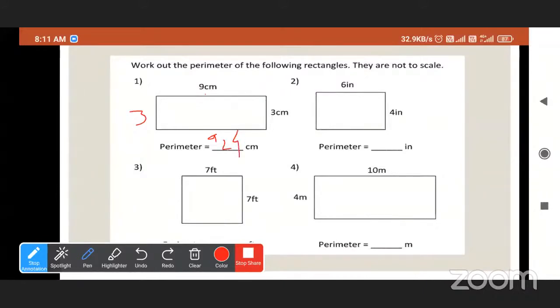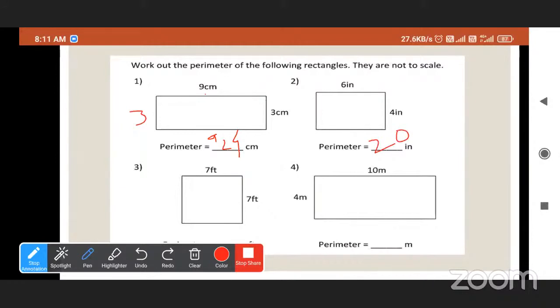24 is the right answer. Now, come to the second figure. That is 6 inch and 4 inch. This is also a rectangle. Now what is the perimeter of this figure? 6 plus 6 is 12 and 4 plus 4 is 8. 12 plus 8 is 20. Very good, 20 is the right answer.